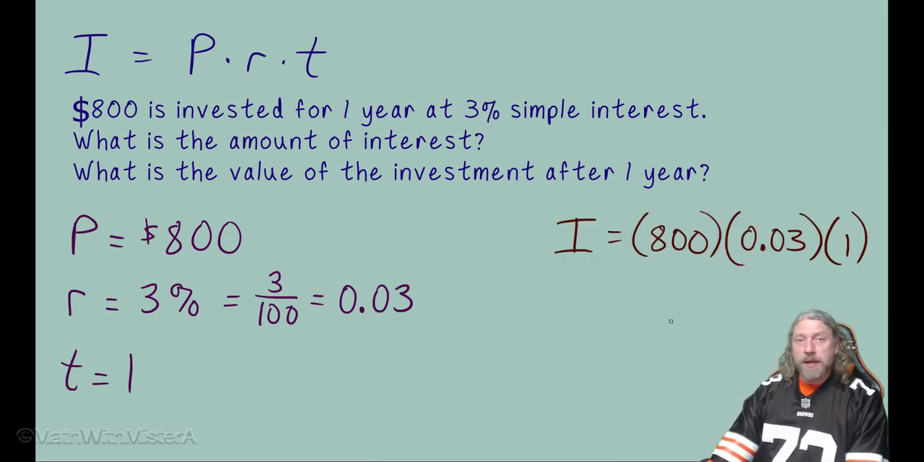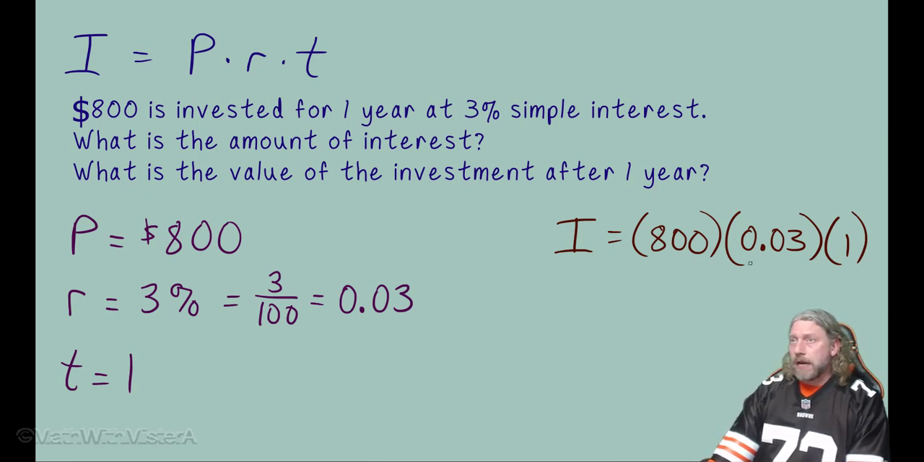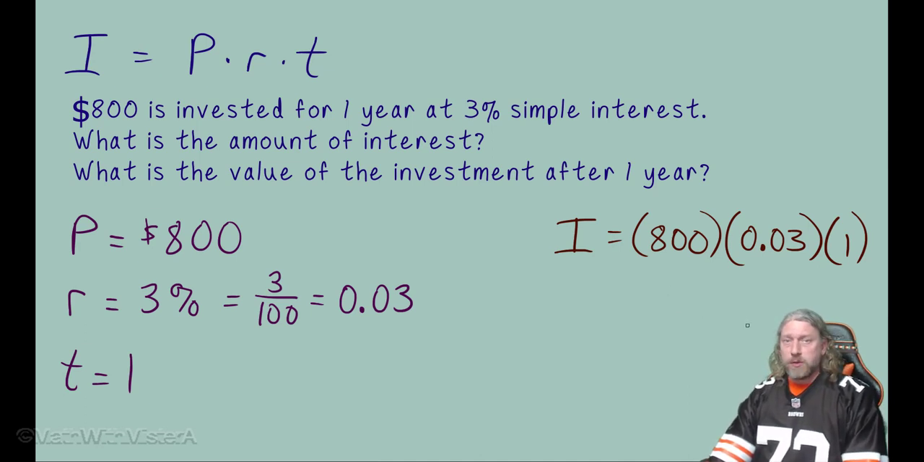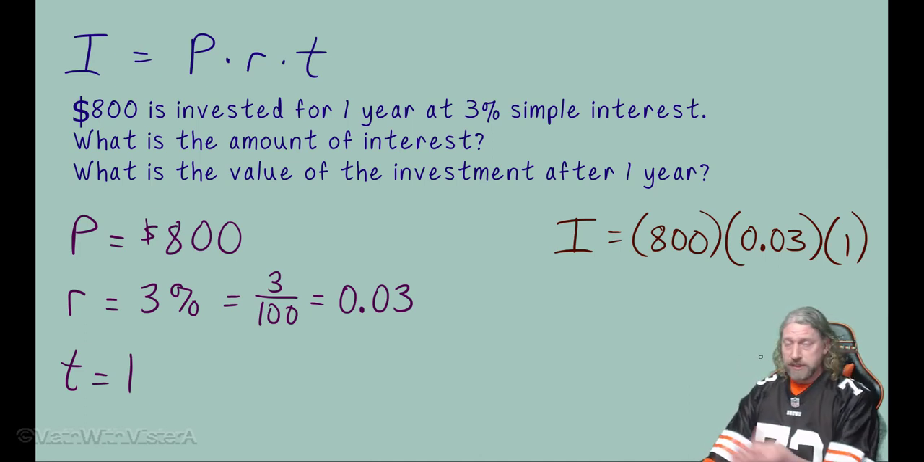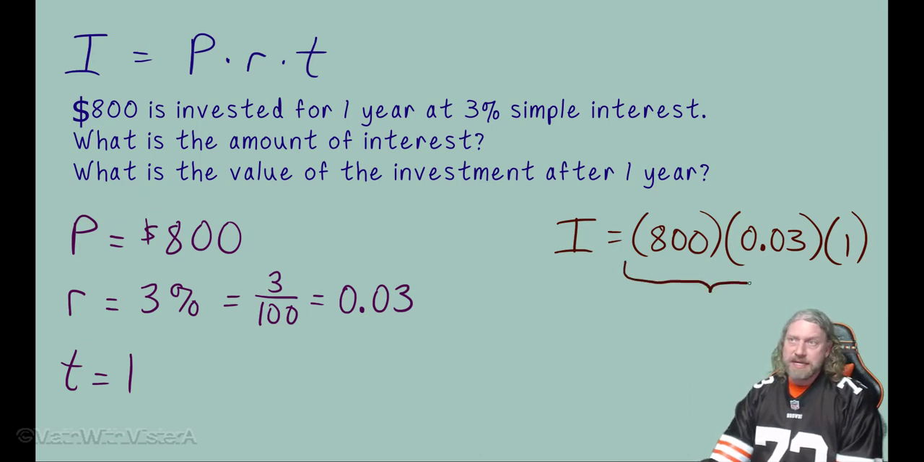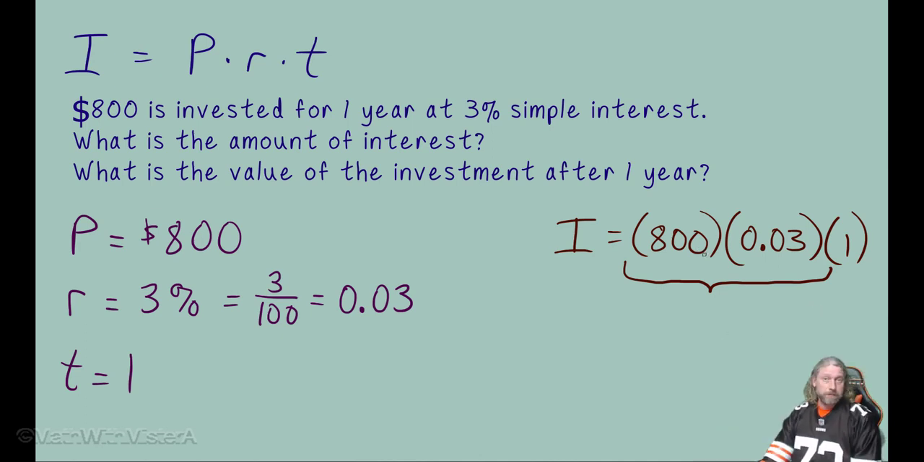And in this formula, we have only multiplication, 3 numbers all multiplied together. So let's start with 800 times 0.03. And we can remember that this is exactly what we would do if we just wanted to find what is 3% of 800. Change the 3% to a decimal, multiply by 800. So the first part, doing the P times the R, just is calculating the percent. How much is 3% of 800? It gives us a result of $24.